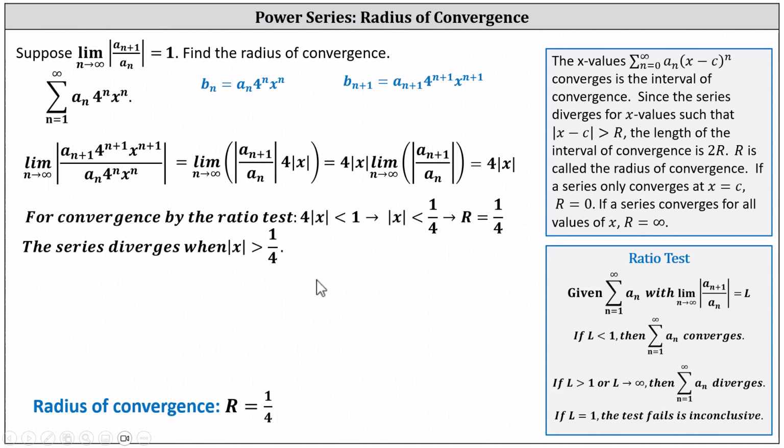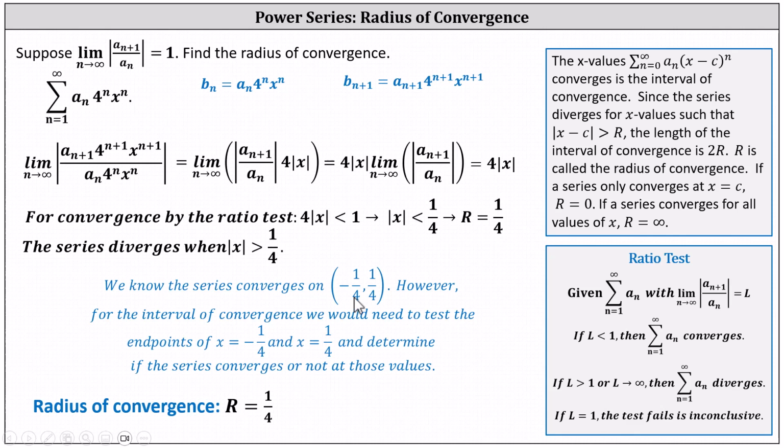If we did want to find the interval of convergence, we still don't know what's happening at x equals negative 1/4, as well as x equals positive 1/4. So we know the series converges on the open interval from negative 1/4 to positive 1/4. However, for the interval of convergence, we would need to test the endpoints of x equals negative 1/4 and x equals 1/4 and determine if the series converges or not at those values.